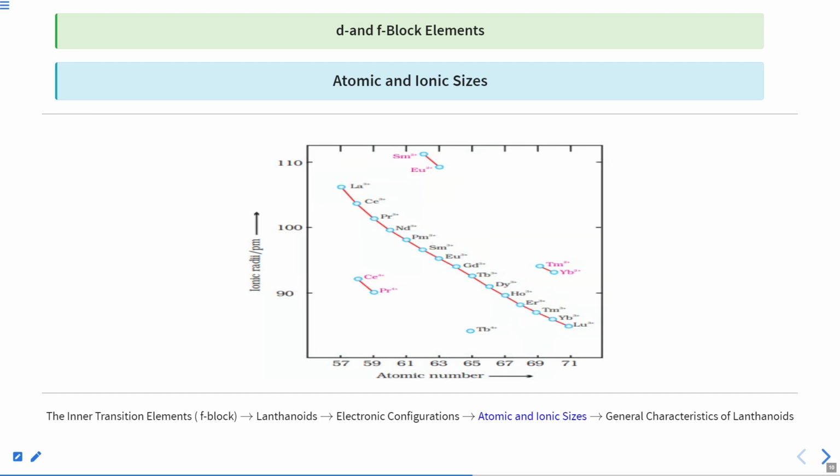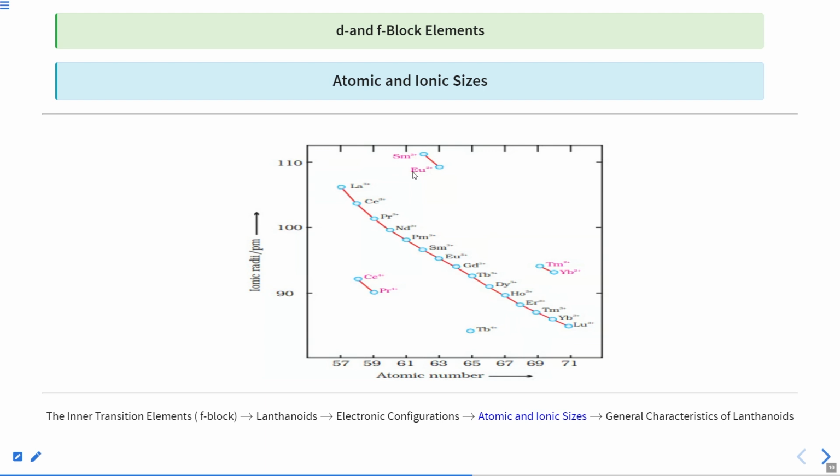So see, this is the ionic radii. It is decreasing steadily, right, in a linear fashion, moving from lanthanum 3 plus to lutetium 3 plus. Clear? Okay. Now we have ionic radii of some 4 plus ions also, tetravalent. So cerium and praseodymium, only these two can be measured. That is the reason these two are mentioned here.